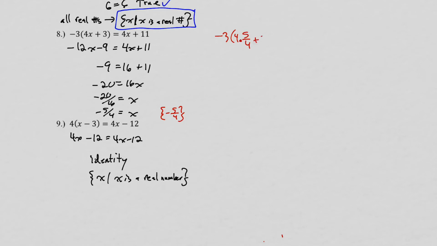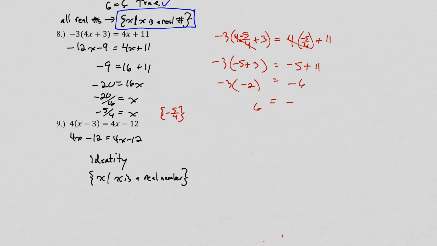It's not that bad, actually. It's negative. So the 4's cancel out, leaving you with -5 plus 3. That's -2, which is 6. Over here, the 4's cancel out over here. 11. Oops, that's a +6.